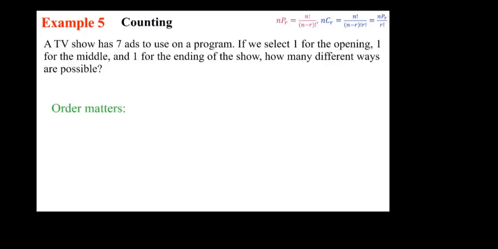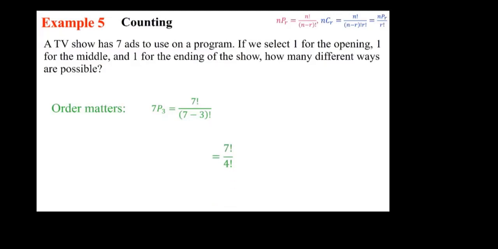So you've got to ask yourself, is order important or not? And you have 7, you want to choose 3 from. So your n is 7, your r is 3, but is it permutation or combination? That's what you want to answer. So it's simply a permutation. 7 factorial over 4 factorial, 7 minus 3, or 4 factorial.